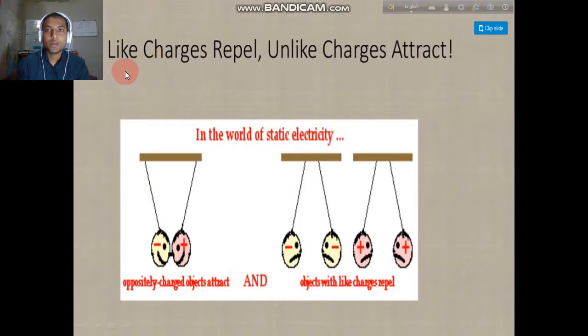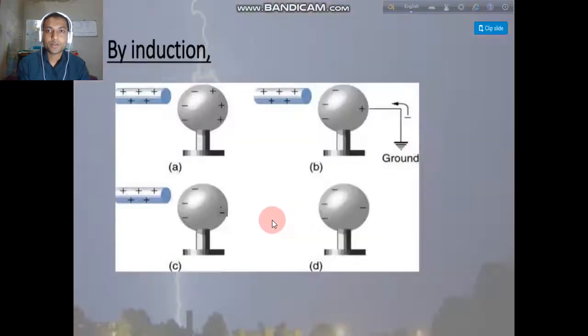We know that like charges repel and unlike charges attract each other. Oppositely charged objects attract each other, and similar charges repel each other. Now we can charge an object by induction.